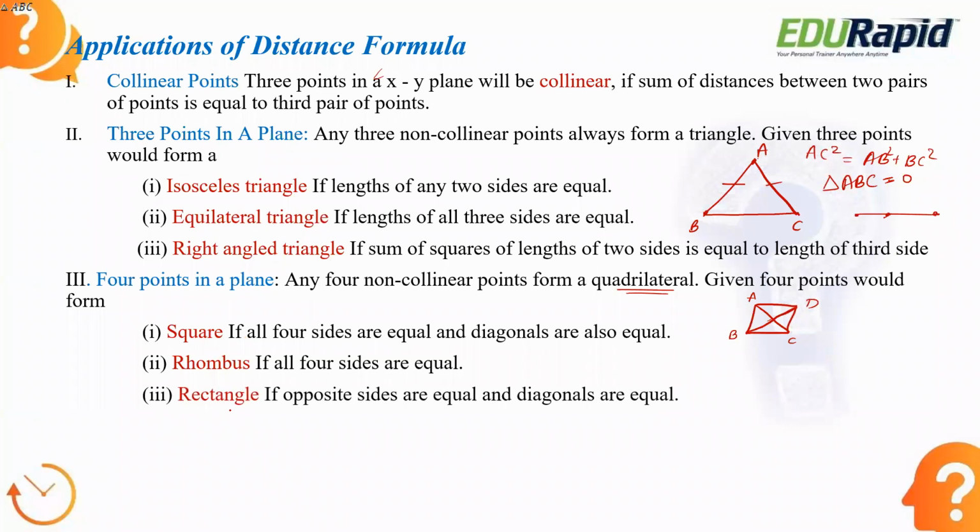Next, when it comes to a rectangle, the opposite sides are equal and the diagonals are equal. So if you consider ABCD, AB is equal to CD and AD is equal to BC, and also the diagonals are equal. That is a condition. For a parallelogram also the opposite sides are equal, but the diagonals are not equal. So you should always check to get clarity between these two. And the same with square and rhombus.